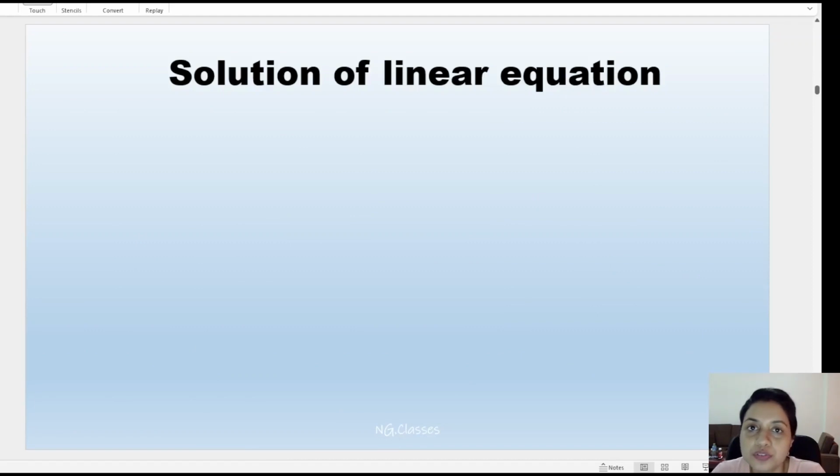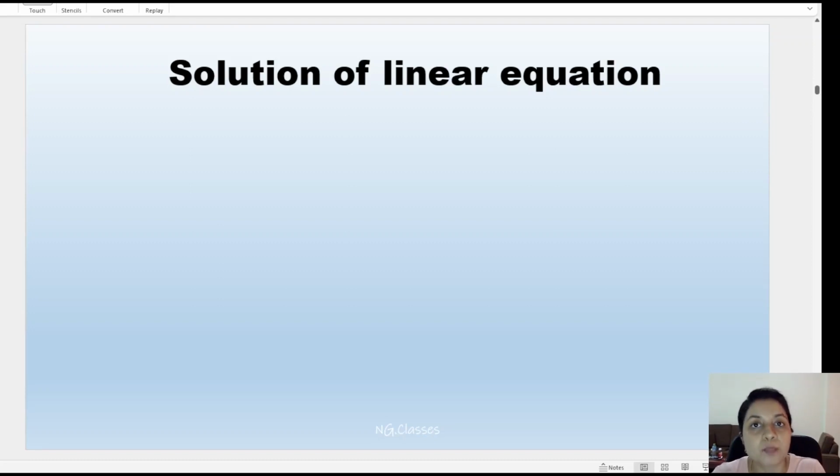Now let's see how to find the solution of linear equation in 2 variables. We have already discussed how to find the solution of linear equation in 1 variable. Whatever value of the variable, that means x or y, we used to get, that is the solution of linear equation in 1 variable, because that is the one and only value of x which will satisfy the given equation.